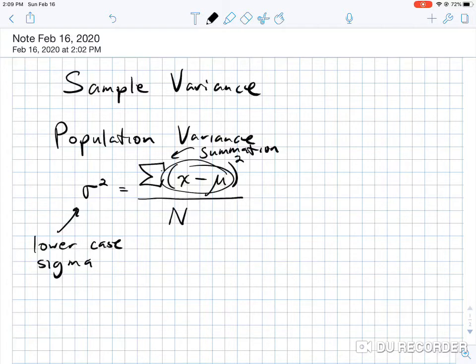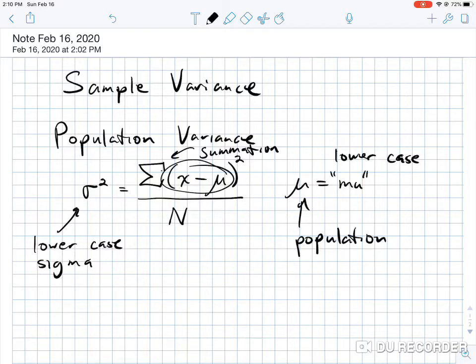So this is your deviation of your data point minus your sample mean, or in this case, population mean. Now the population mean, of course, is mu. This is the Greek letter, lowercase mu. This is your population mean, that's what that is.